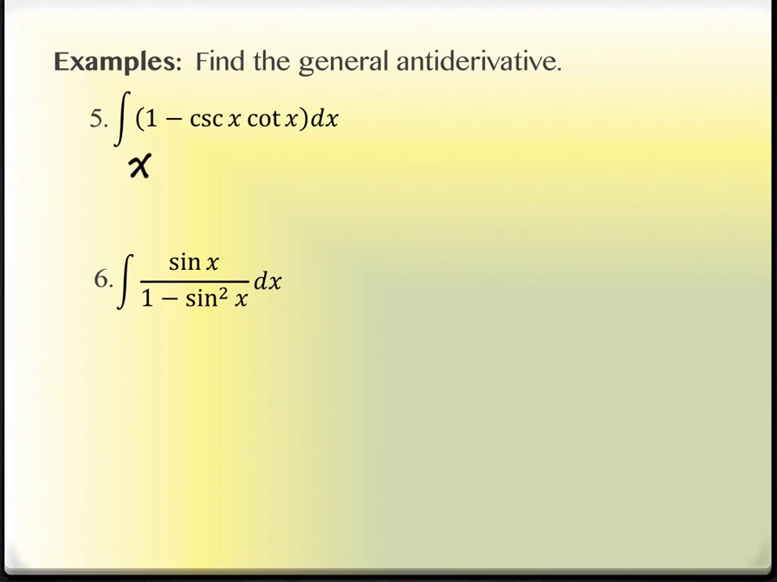How about the antiderivative of negative cosecant x cotangent x? It is cosecant x. Is it going to be positive or negative? It's going to be positive because there's already a negative here. And again, what you can think about is the derivative of cosecant x is negative cosecant cotangent, which is what's in my problem. Plus c. And then we're done.